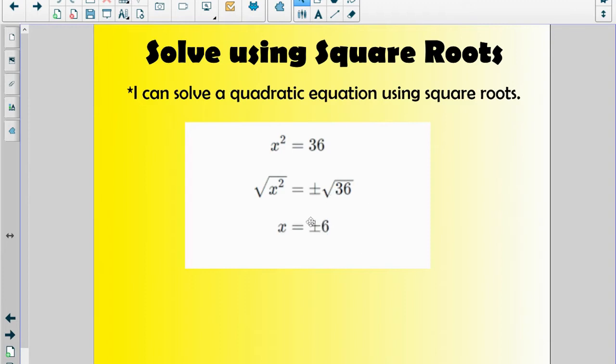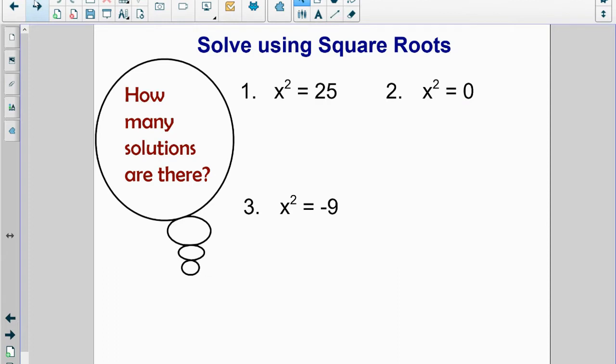We'll talk about how your answer can actually be positive 6 or negative 6. That's what this little plus minus symbol represents. All right, so we're going to solve quadratic equations using square roots today. So here's just some examples to get you thinking about this. How many solutions are there, but also what are the solutions?